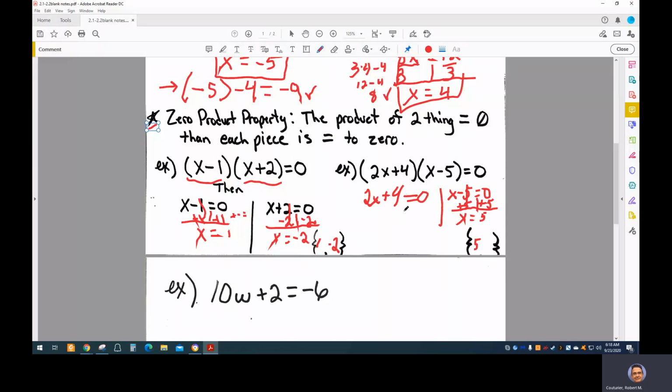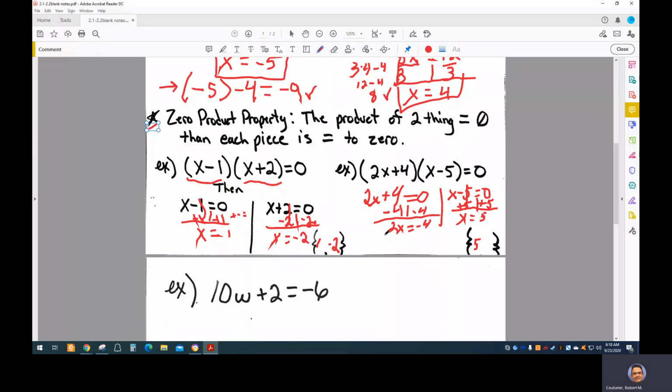Now I have to find my other solution. And I can tell right away, this is a bigger problem. This is a two-stepper. So the opposite of positive 4 is a negative 4. So if I have a positive 4, I have to subtract 4 to make it go away. That leaves me with 2x equals negative 4.